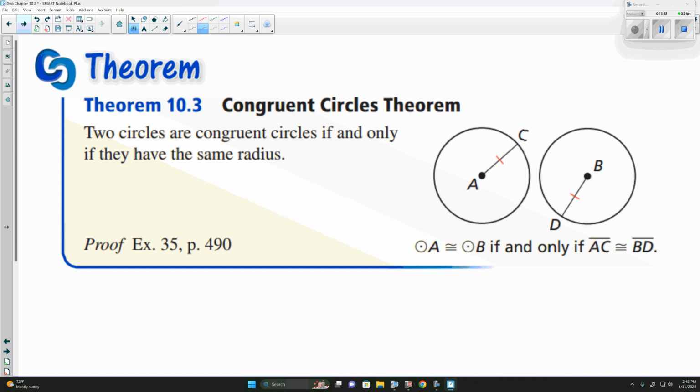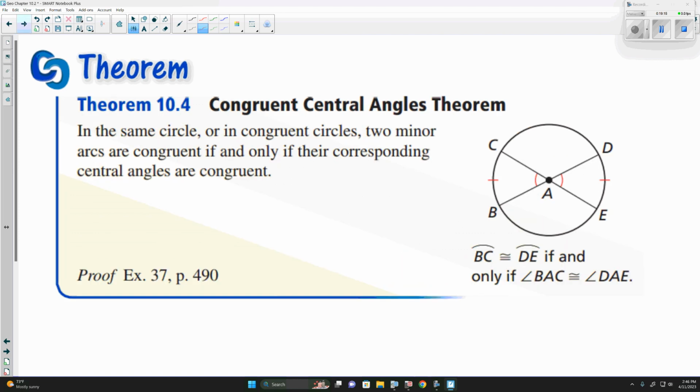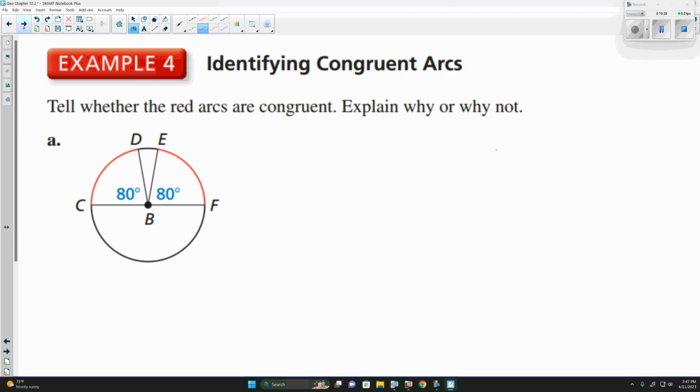Congruent circles theorem. We ready for this? Two circles are congruent if and only if they have the same radius. I mean, if two circles have the same radius, they have to be the same. In the same circle or in congruent circles, two minor arcs are congruent if and only if their corresponding central angles are congruent. Well, the central angle is the same as the measure of the arc. So if the central angles are the same, the arcs have to be the same. That's it.